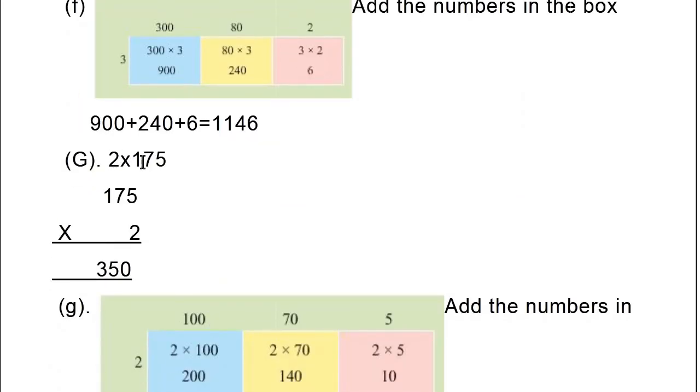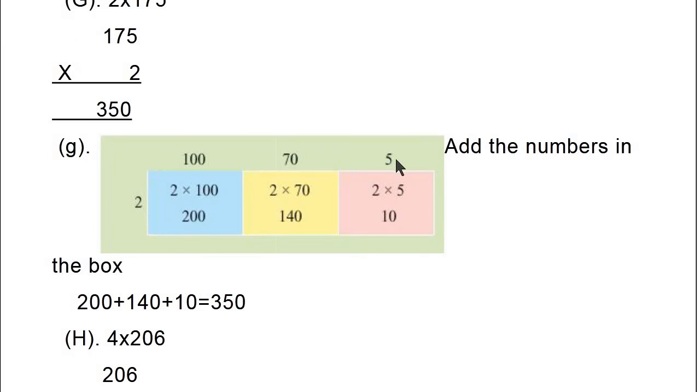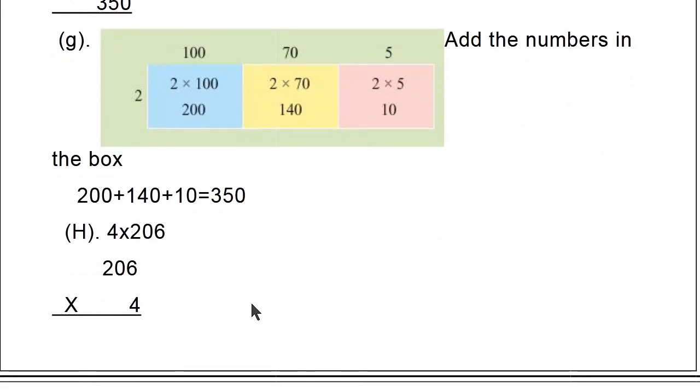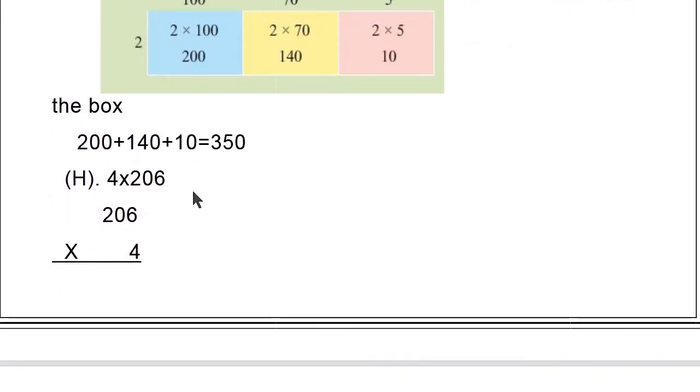Now 2 into 175. So 175 into 2, then 350. 170 and 5 into 2. 2 into 100, 200. 2 into 70, 2 7s are 14 and 1 0, 140. And 2 5s are 10. 200, 140 and 10. Then we get 340, 200 plus 140, 340. 340 plus 10, 350.